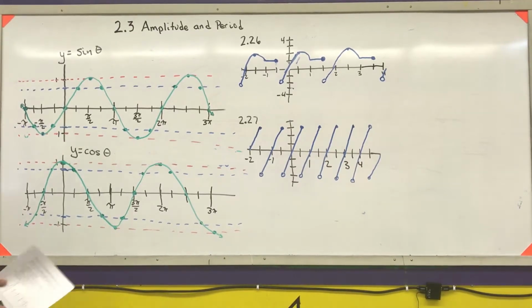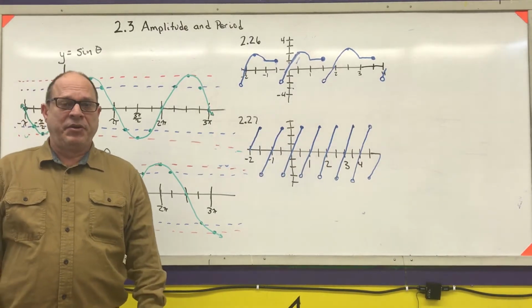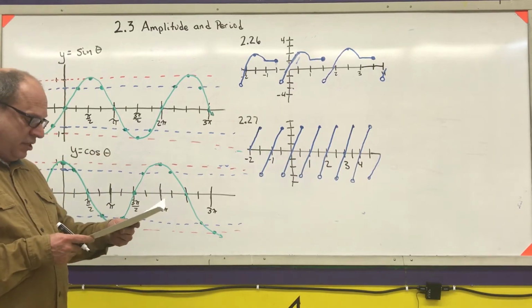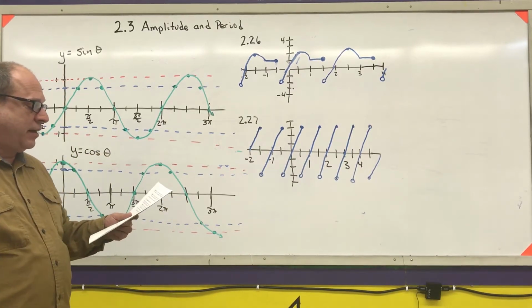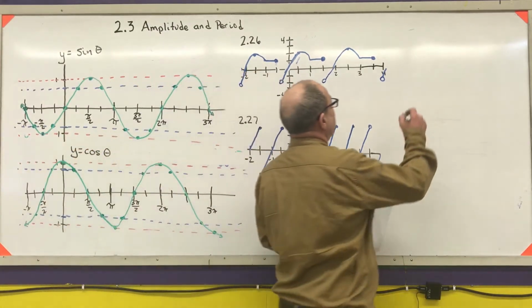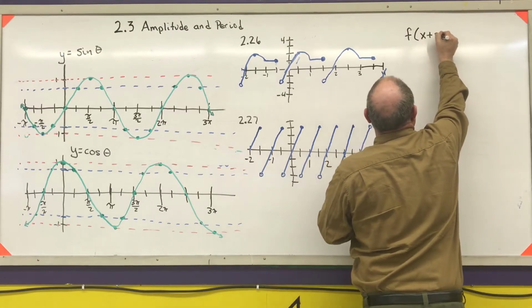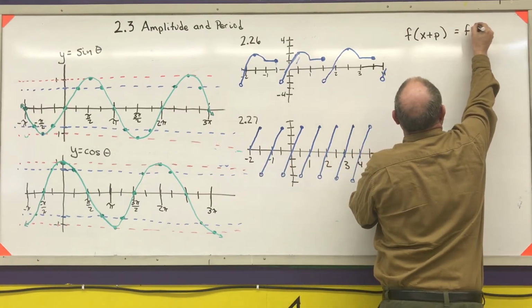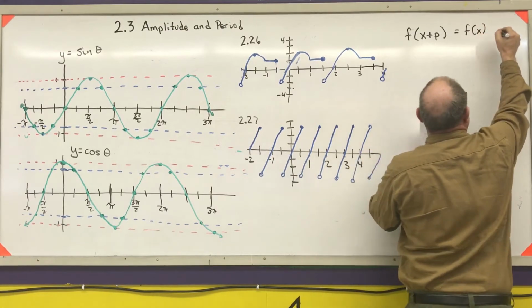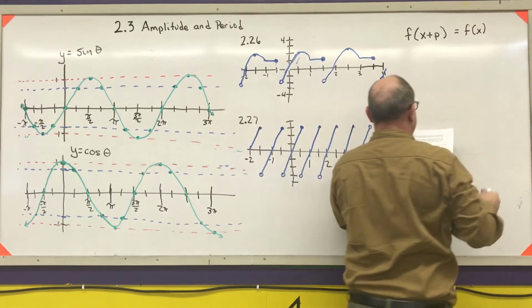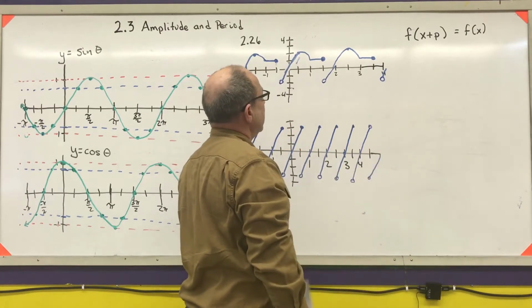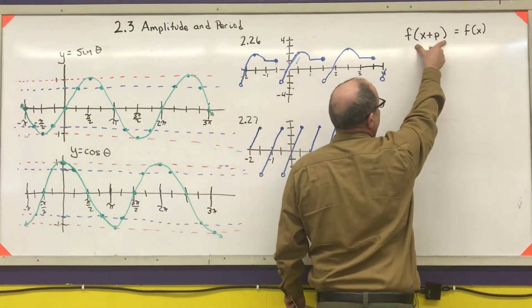The next part of section 2.3, we are talking about the amplitude and period of our trigonometric graphs. First thing we want to talk about is what it means for a function to be periodic. If you look at the definition on page 40, it says a function is periodic if there is a number p such that f of x plus p is equal to f of x for every x that's in the domain of f.